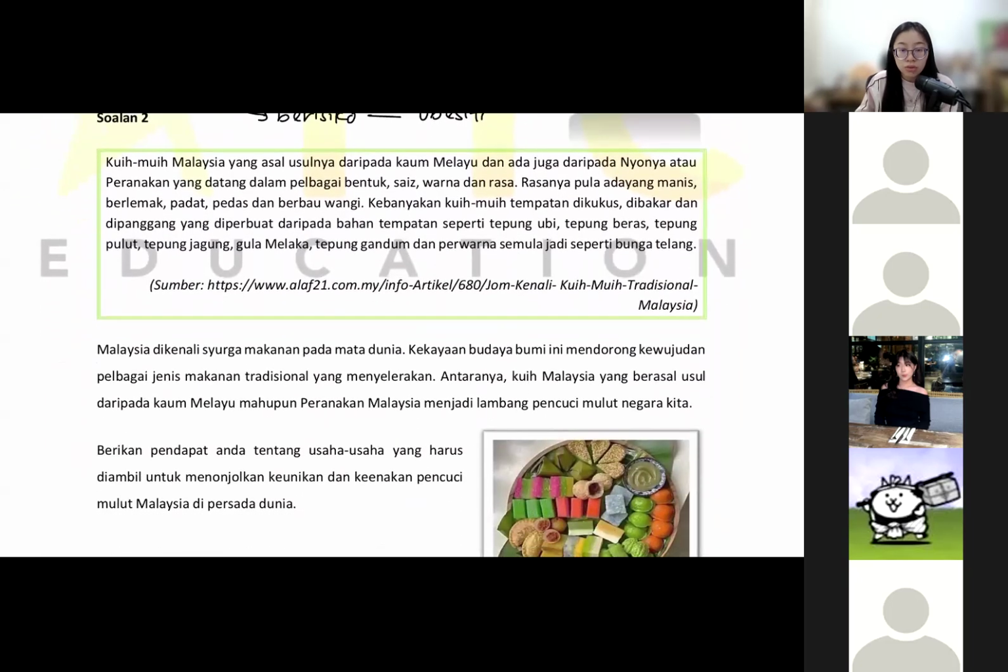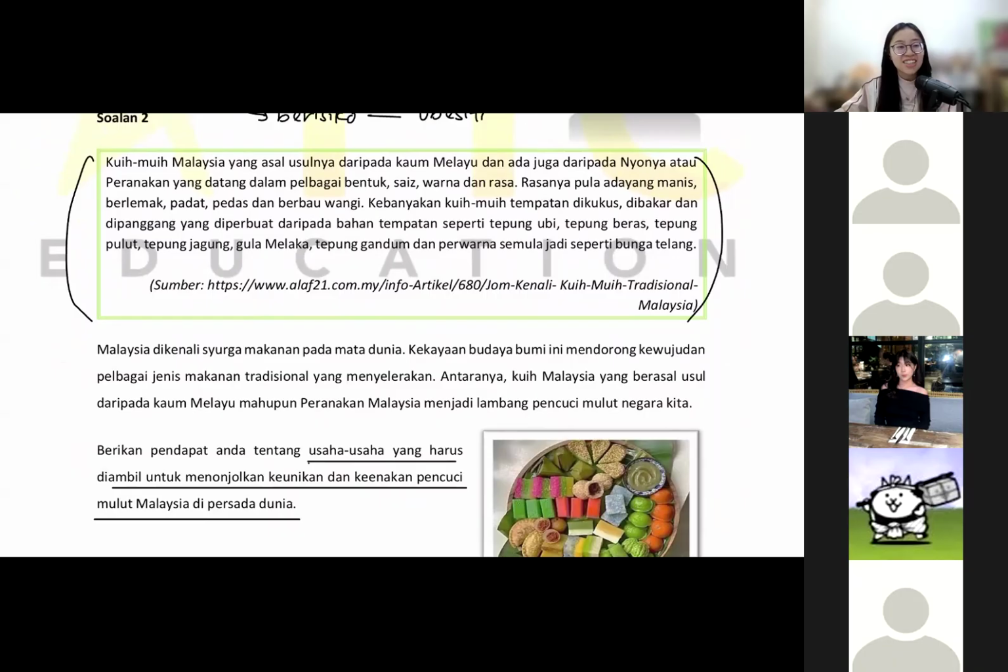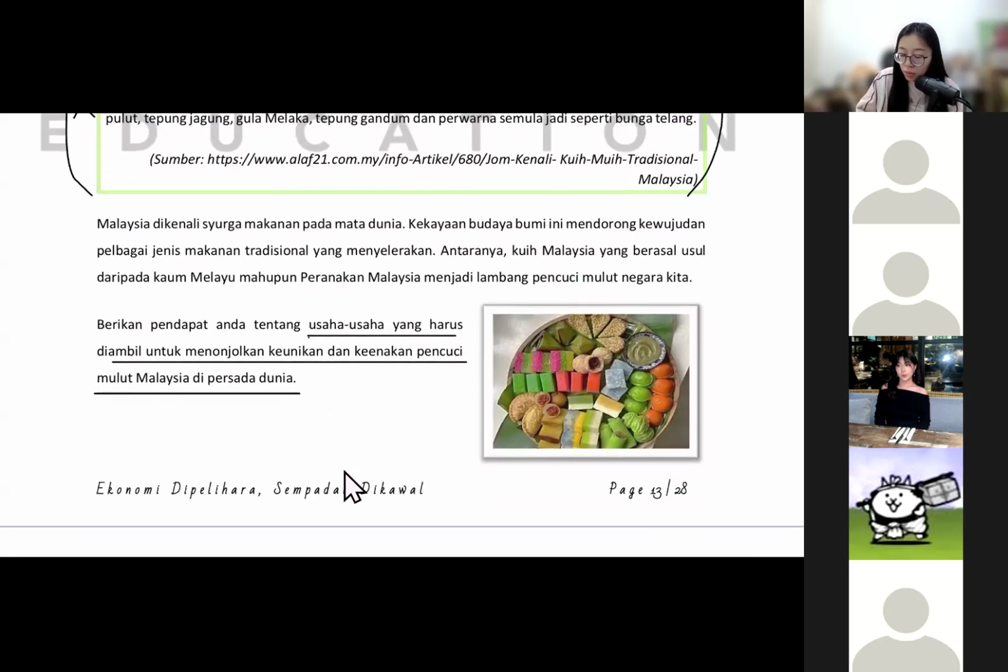Now, they are telling you, berikan pendapat tentang usaha-usaha yang harus diambil untuk menonjolkan, to show the uniqueness dan keenakan pencuci mulut Malaysia di persada dunia, which is in the whole world. Now, go find whether there's any EC for here or not. Yeah, can, sure. Okay, now, what is the usaha? No, right? So we need to think our own.